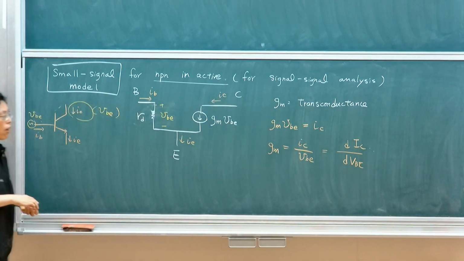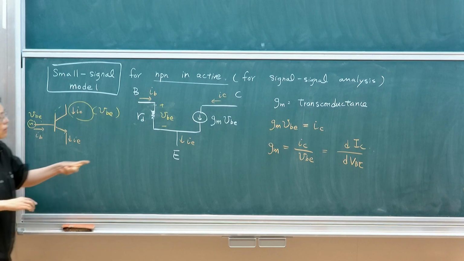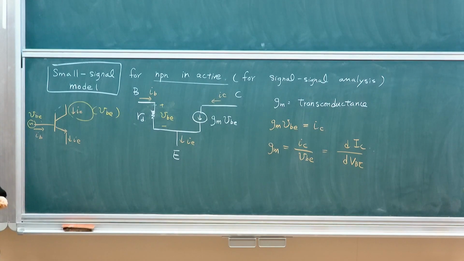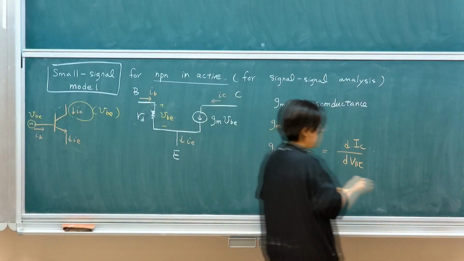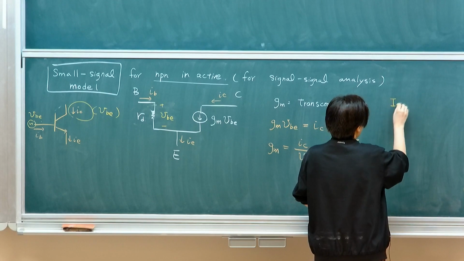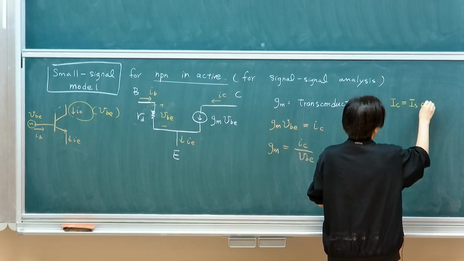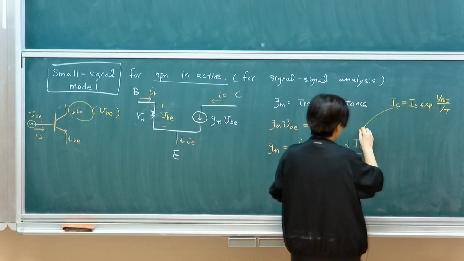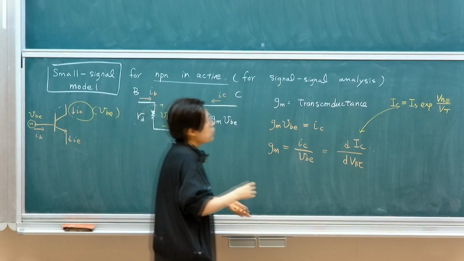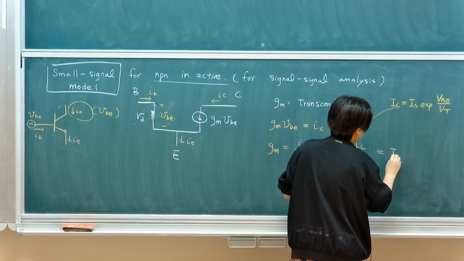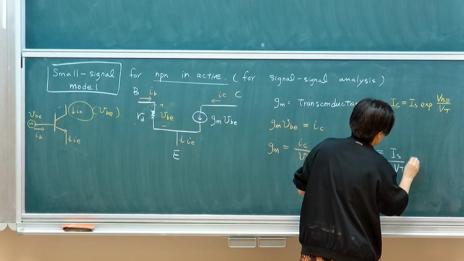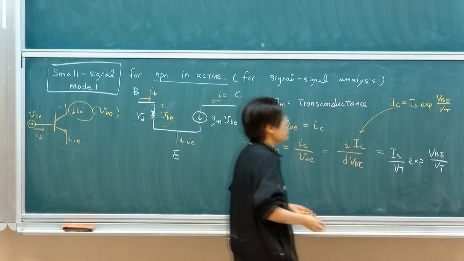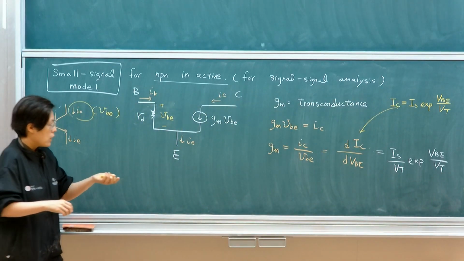If you look at it in a large signal sense, that would be this, right? Coming from this model, you will get that. So let's see what it is. IC, we'll go back to our exponential model. IC is IS exponential VBE over VT. So you simply insert that in, and we should be able to get IS over VT exponential VBE over VT. So you simply do the derivative and get this.